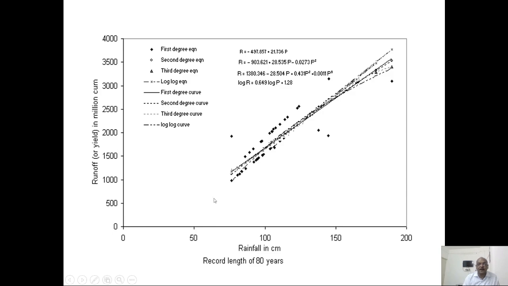So this is obtained for the 80 years of the rainfall series or data series. These are all the rainfall values, and these are all the runoff values expressed in million meter cube. So these are the first degree equation, second degree equation, third degree equation, and the log relationship. Accordingly we obtain this for the 80 years of record length, with all four equations based on the polynomials.